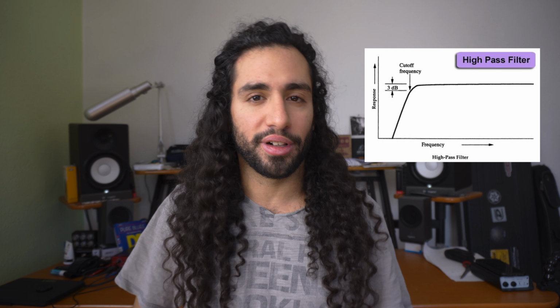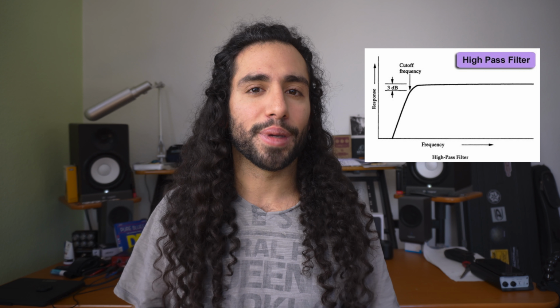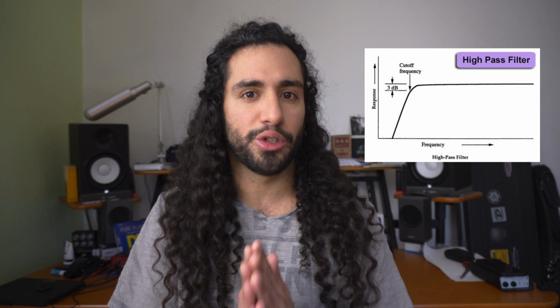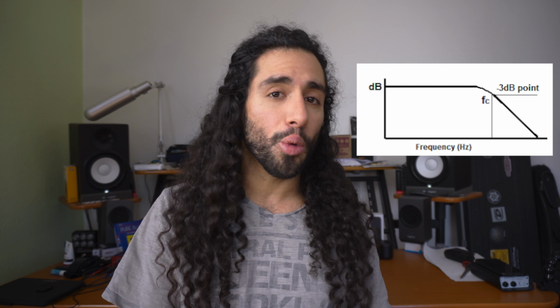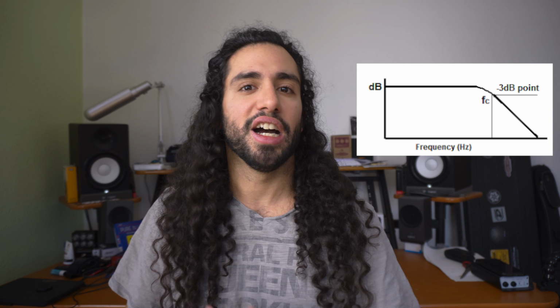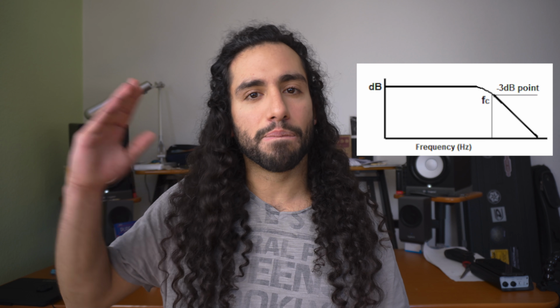And lastly, we have what's called a high-pass filter and low-pass filter. A high-pass filter is also called a low-cut or rumble filter because it removes frequencies below a certain point. So it's used to remove unwanted bass frequencies. A low-pass filter, also called a high-cut, is used to remove unwanted treble frequencies because it removes frequencies above a certain point.